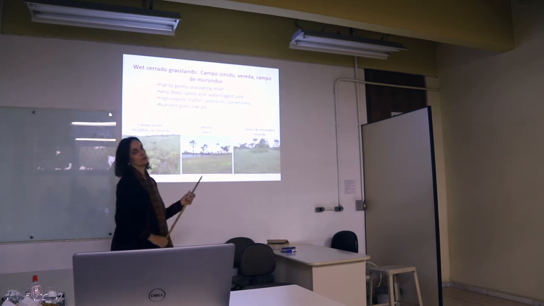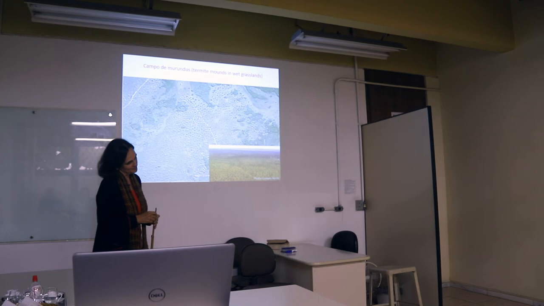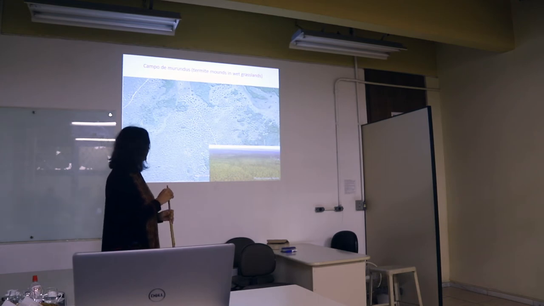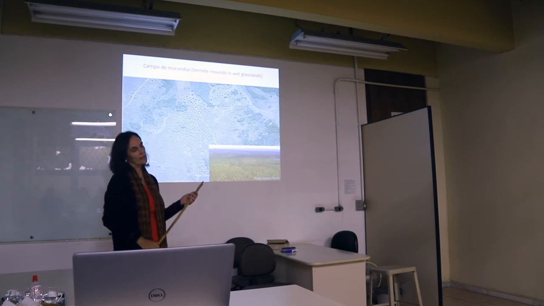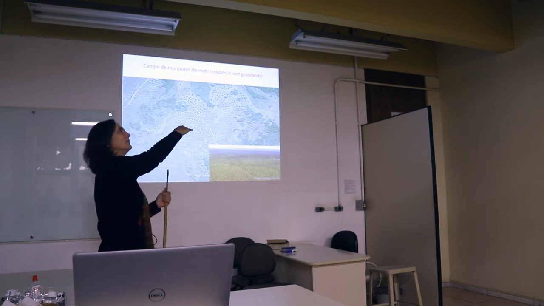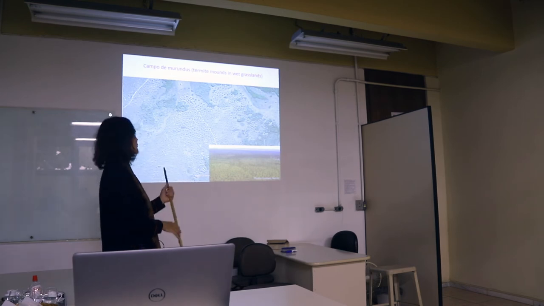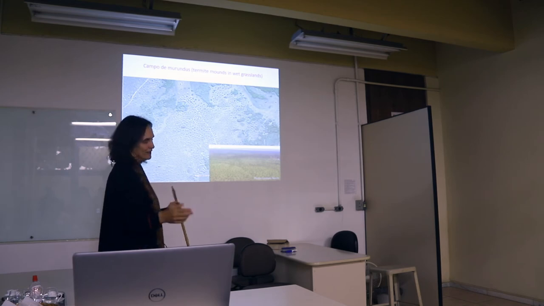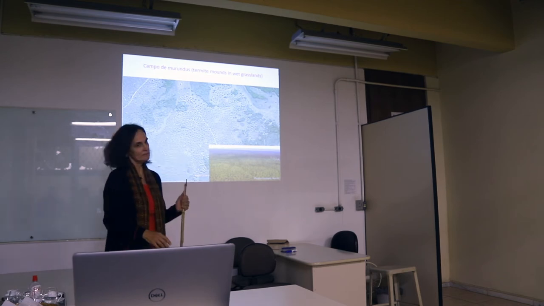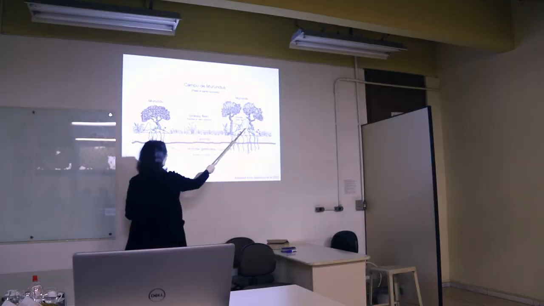What are the Campo de Murundus? Campo de Murundus are actually termite mounds. No matter if some ecologists published a paper saying that actually they are the result of erosional processes. And then the mounds would be remaining from a previous relief, and in between there was erosion carrying out the soil, and definitely I don't believe that, and some other people don't, because they are regular. And that's the view. What we have is a wet grassland here, and then the mounds and trees on top.